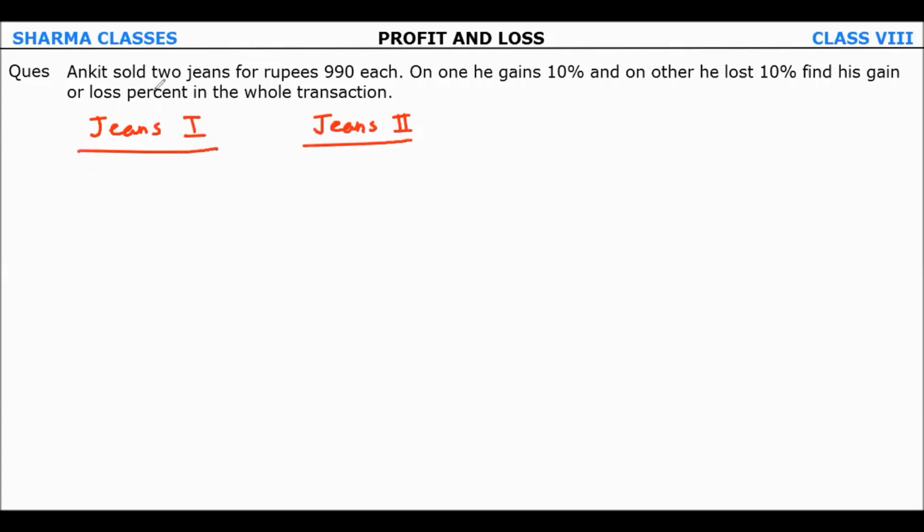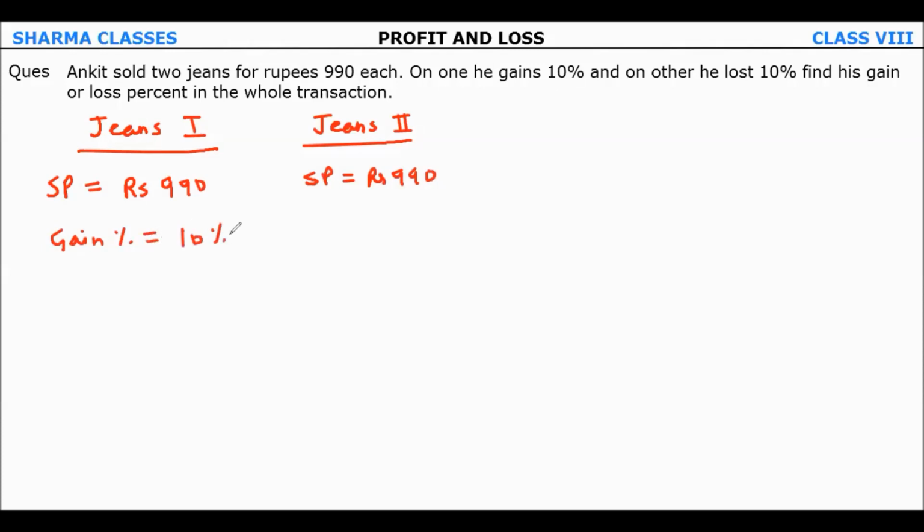Now from here we can see the SP of two jeans for rupees 990 is. That means for jeans 1, SP is rupees 990 and SP of second jeans is also rupees 990. Now on one he gains 10%. That means on jeans 1 he is gaining 10%. That means gain percent is 10%.